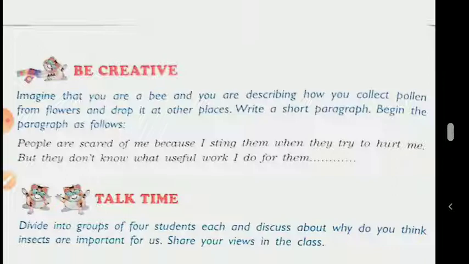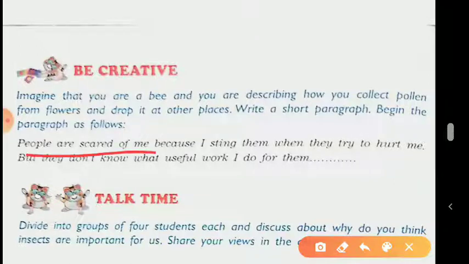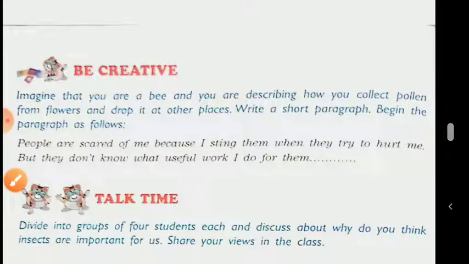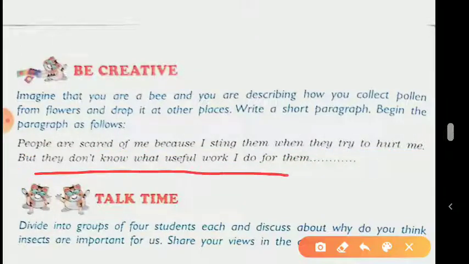People are scared of me. Now, two lines are given and we need to start our paragraph with these two lines. People are scared of me because I sting them when they try to hurt me. But they don't know what useful work I do for them. Children, it is very common that whenever we see a bee, we get scared and we try to hit the bee. Either we try to kill it, isn't it?